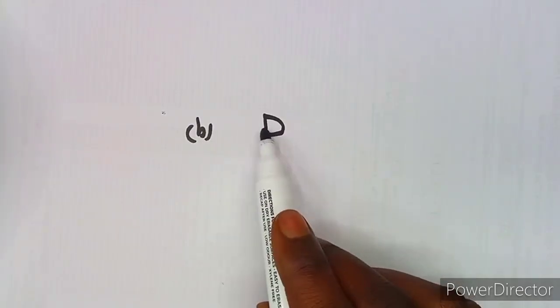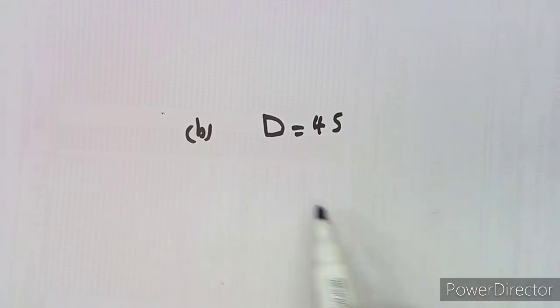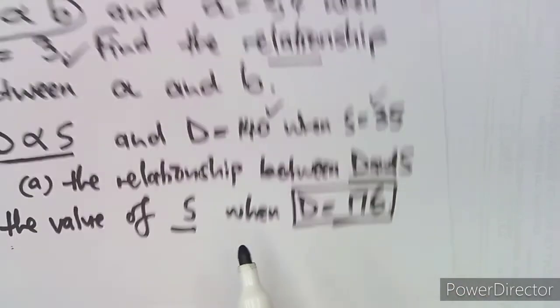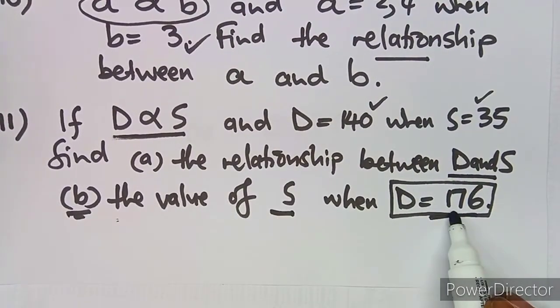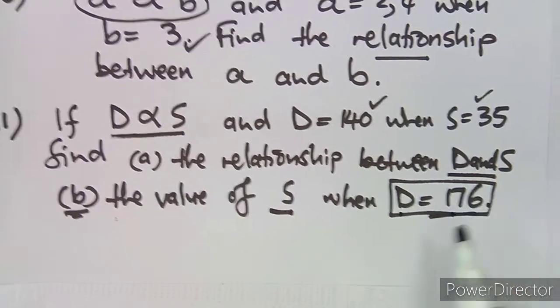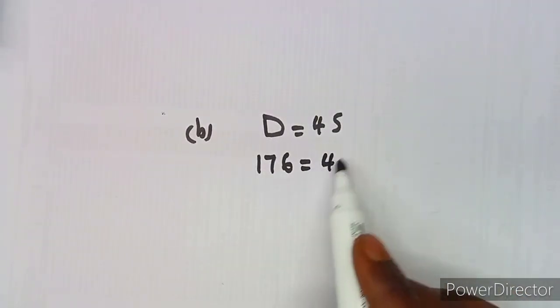So you have to start by writing your d, which is equal to 4s. Then you substitute what you are given, because you want to find the value of s and you are given the value of d. So in place of d, you're going to substitute 176. So 176 is equal to 4s.